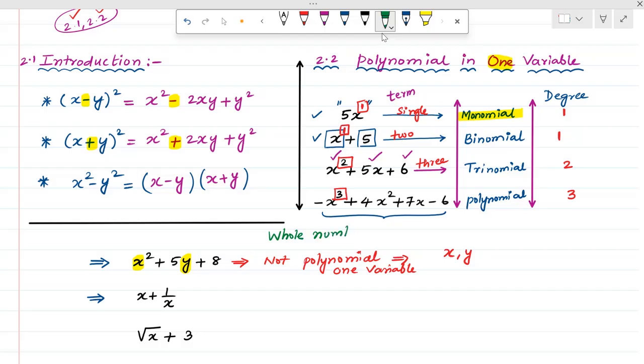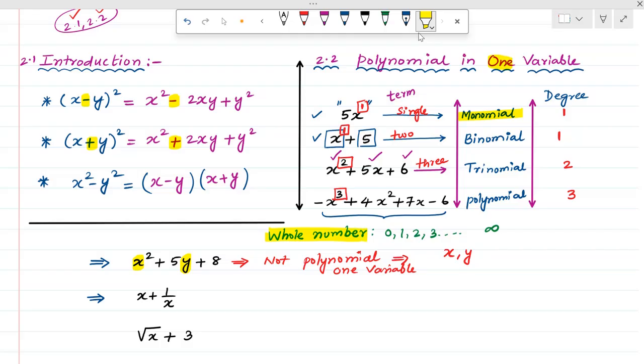The whole numbers start from 0, 1, 2, 3, going on up to infinity. So you will not get negative numbers, and you will not get fractions. Therefore, for a polynomial, the power, the degree, must be a whole number. It starts from 0 and goes up to infinity.